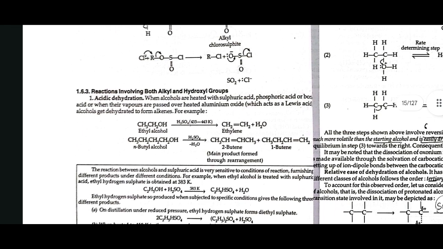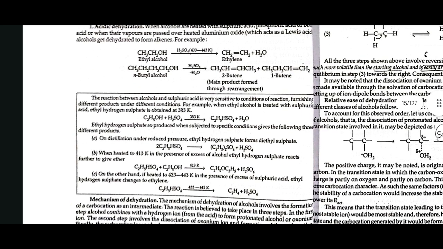Reactions involving both alkyl and hydroxyl groups. Acid dehydration. When alcohols are heated with sulfuric acid, phosphoric acid, or boric acid, or when their vapors are passed over heated aluminum oxide, alcohols get dehydrated to form alkenes. The reaction between alcohols and sulfuric acid is very sensitive to conditions of reaction, furnishing different products under different conditions.